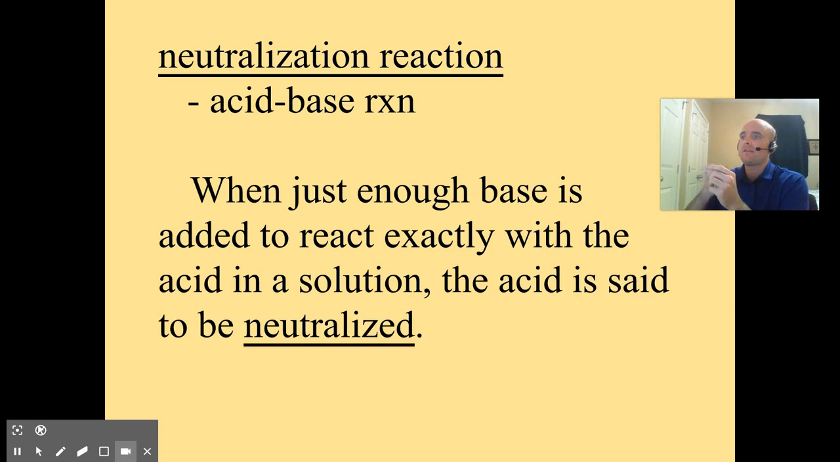Again, anytime you see it written where it says base here, you could actually substitute acid, as long as you substitute base down here where it says acid. You could flip those either way. You could neutralize either one.